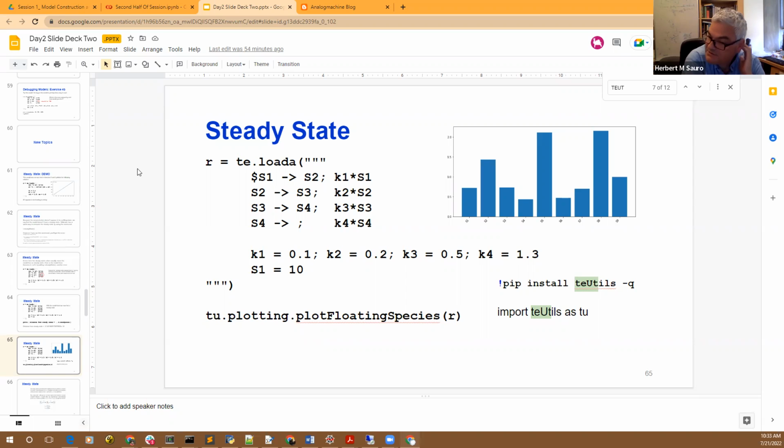For large models, you might ask it to do an initial time course simulation to help it. We do that already, but sometimes you can give it a help. It actually has an algorithm where it tries multiple times to find a steady state if it has difficulties. So it does try its best.